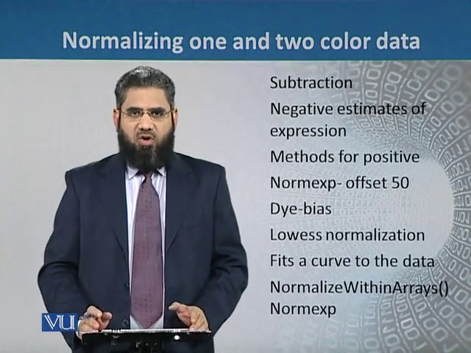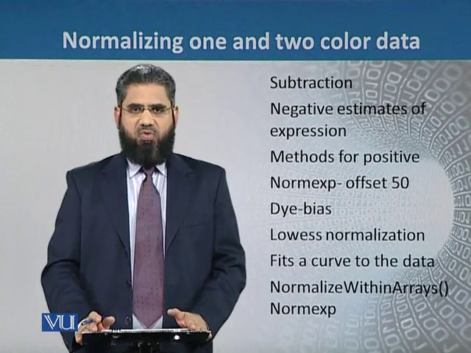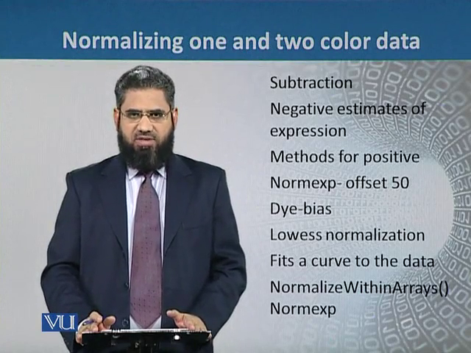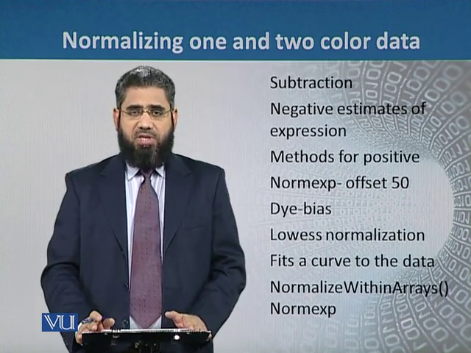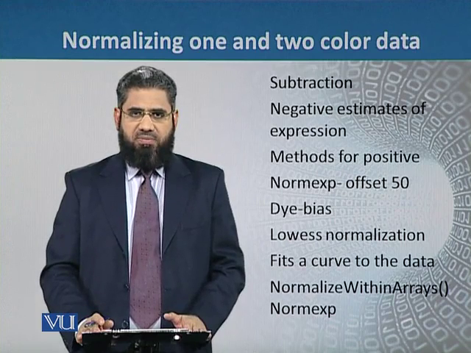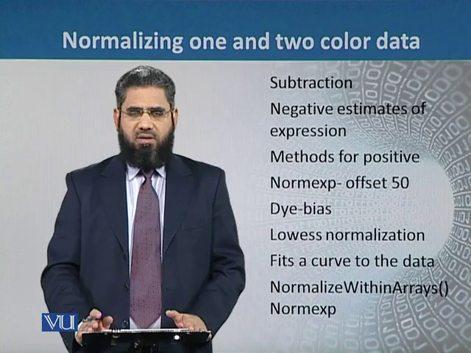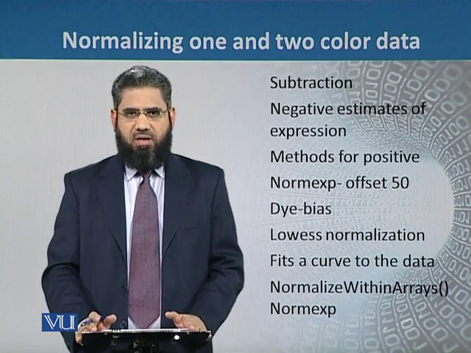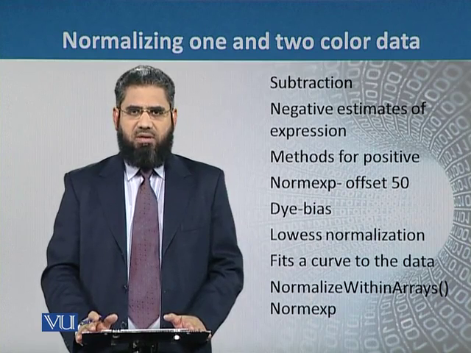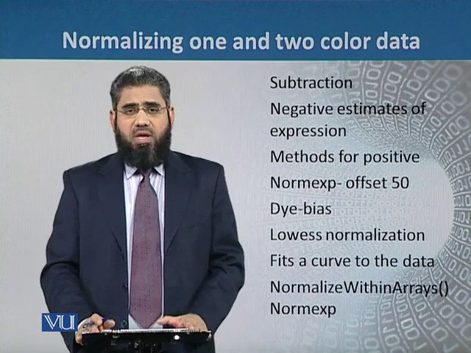To carry out the normalization of 1 and 2 color Agilent data, first we will consider the 2 color Agilent data. For the 2 color Agilent data, the simple process for background correction is subtraction. We use the subtraction, and in this process we simply subtract the background intensity from the intensity of the spots.